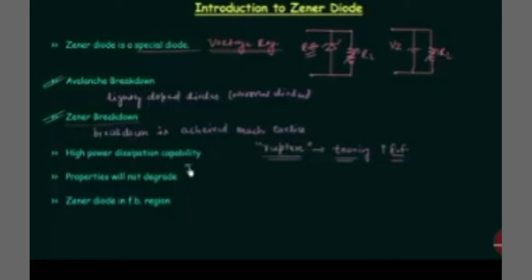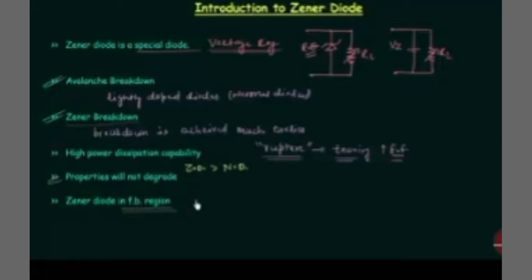Now we will move to the next point, the power dissipation capability. Zener diodes are special diodes whose power dissipation capabilities are much more than normal diodes, and because of this they can easily work in the breakdown region. So Zener diodes have high power dissipation capability as compared to normal diodes. When we use a normal diode in reverse bias condition, its properties will degrade, but on the other hand, if we use the Zener diode in reverse bias condition, it will not degrade.